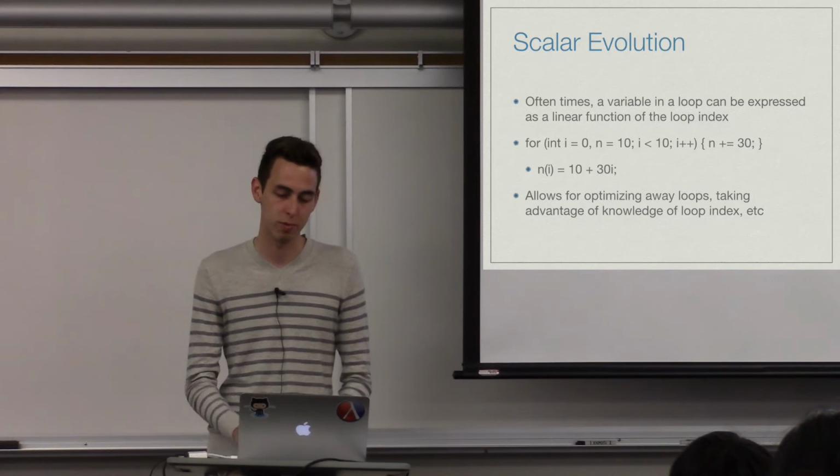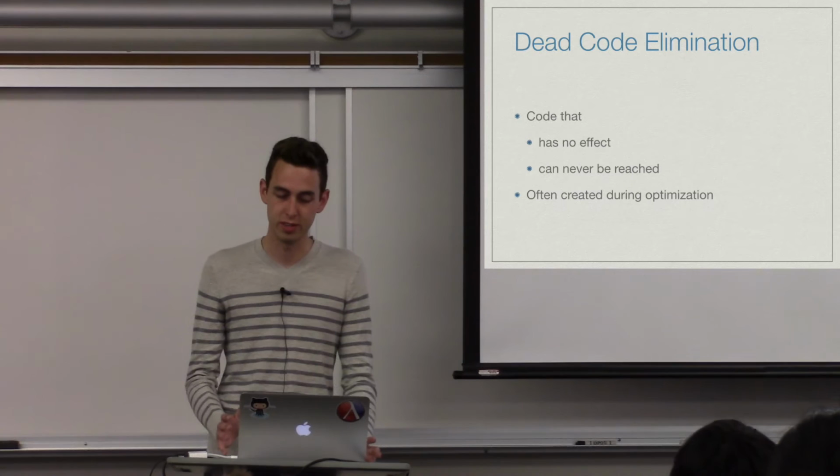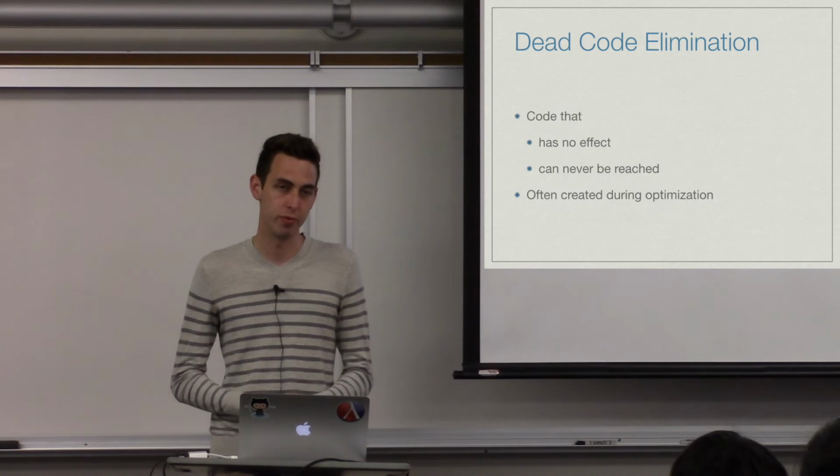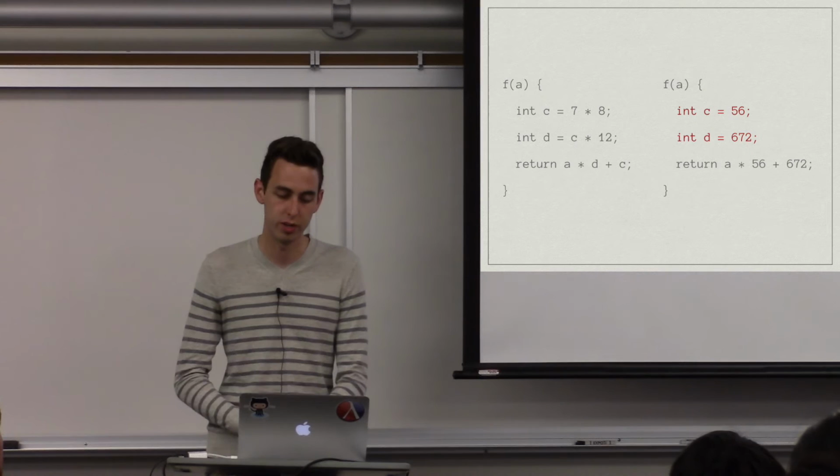And so finally, dead code elimination. Sometimes in your actual code, but usually after a lot of other optimization passes have been run on your code, you're going to have code that either has no effect or can never be reached. And so from a previous example, once you do all of your constant folding, C and D are never actually used and can just be completely removed from your program.